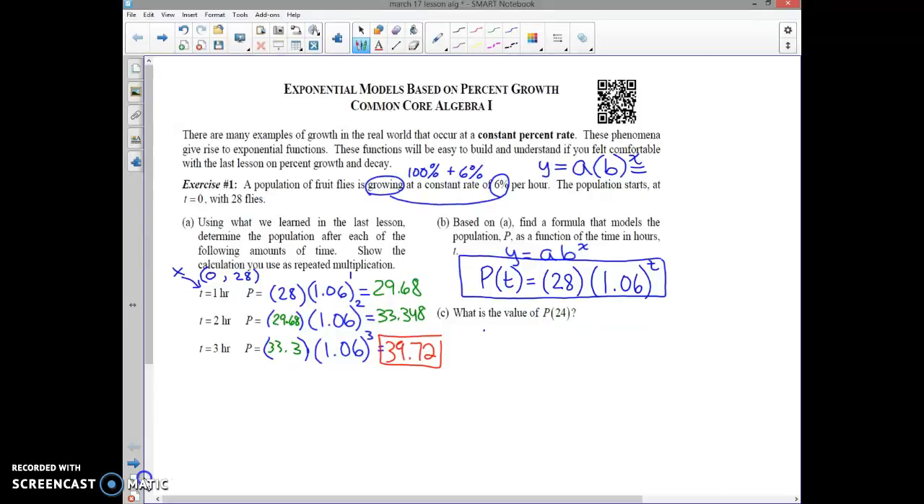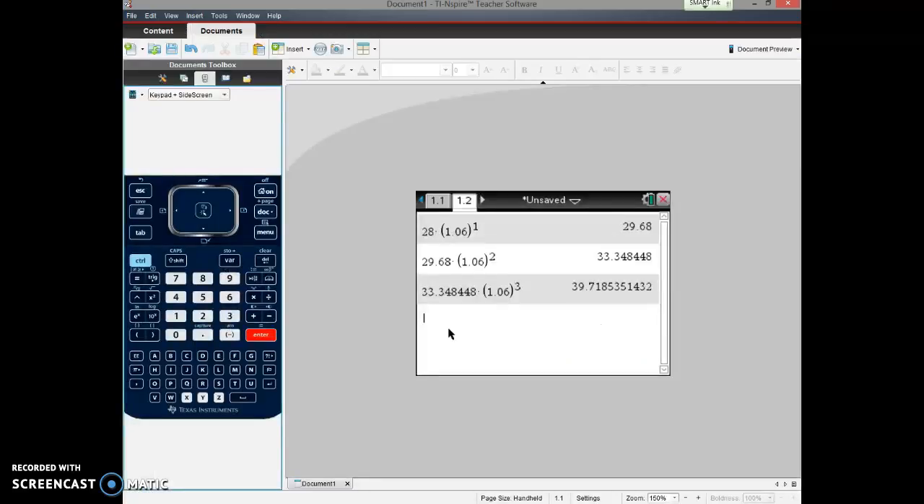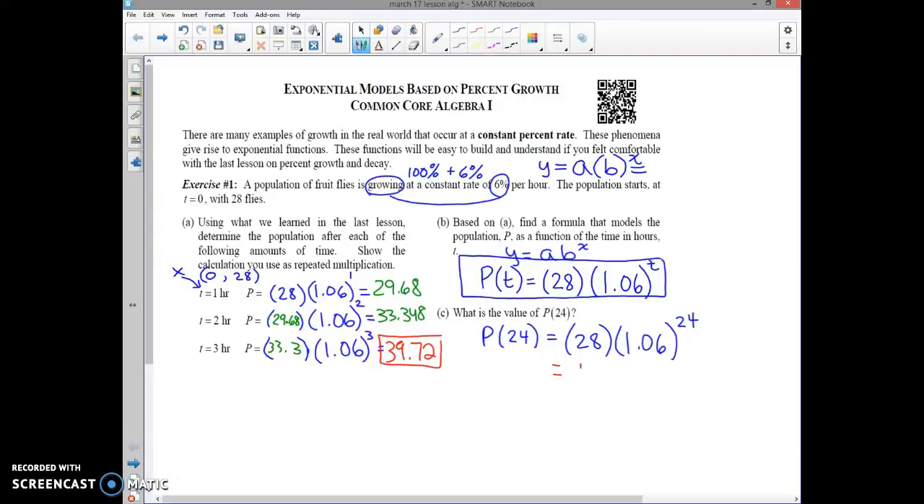Please remember that we want to just plug in. The question for part C says, what is the value of P(24)? That's saying after one day, how many fruit flies are going to be in that particular vicinity. It's kind of nasty. We've got 28 fruit flies growing at 100% plus another 6% every hour, and we want that for a full day, which is 24 hours. We're talking about 113 fruit flies. I don't know if I want 113 fruit flies flying around me, but that's the general consensus.